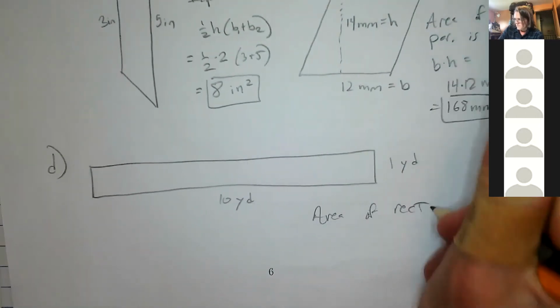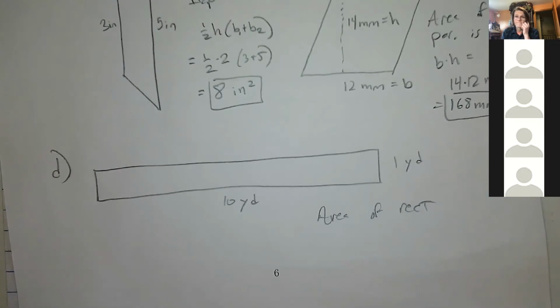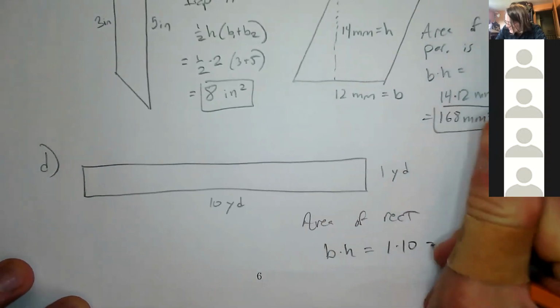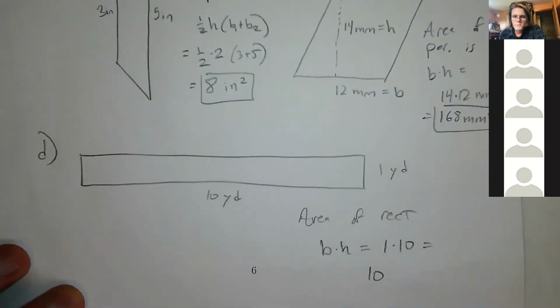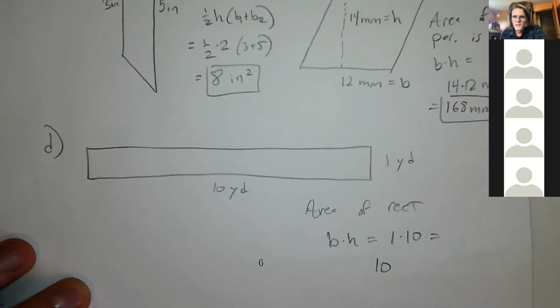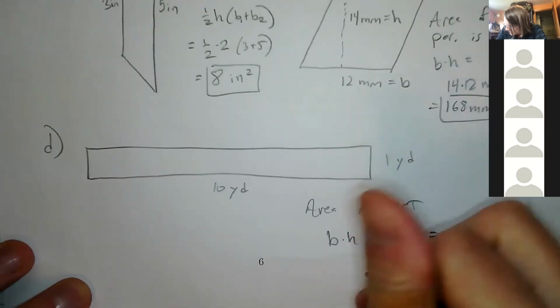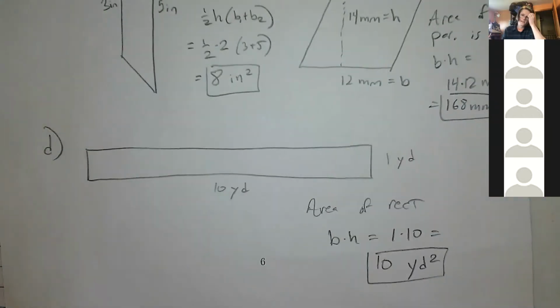Well, one area is base times height, then 1 times 10 is 10. Exactly. 1 times 10, so it's 10. And then what are my units going to be? Yards. Yards squared, right? So whenever you're doing area, you put a squared on your units.